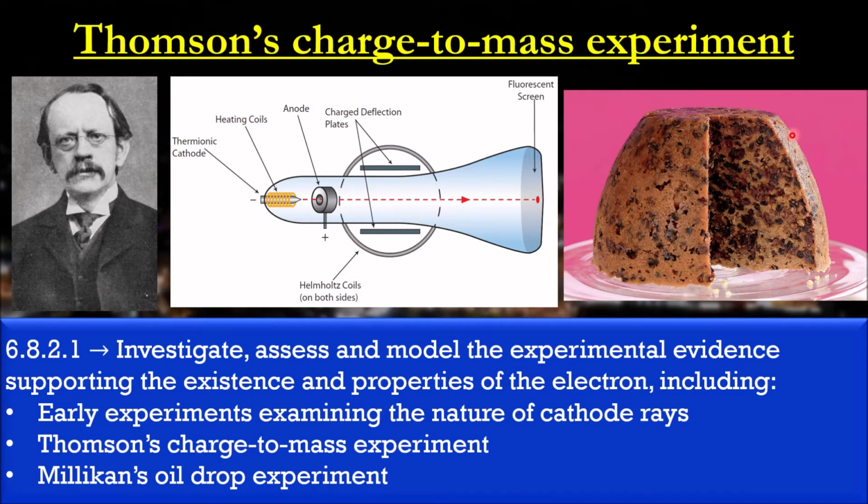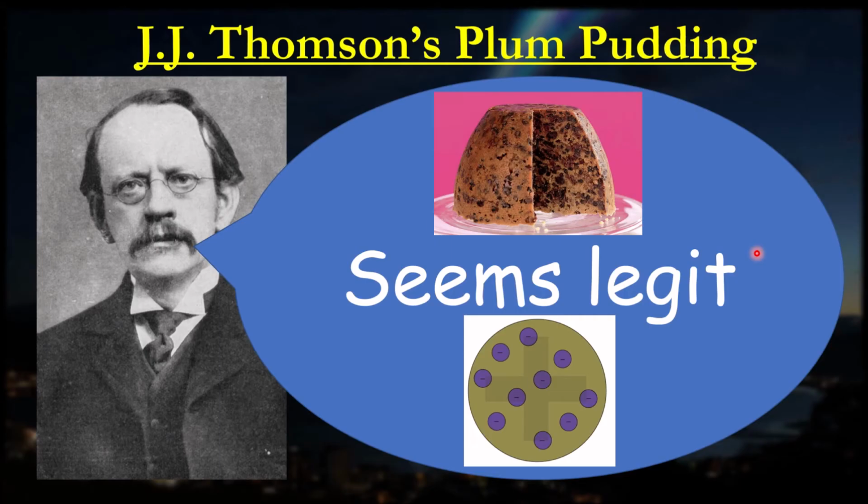Now, you might remember him. He's the guy who came up with the idea of the plum pudding model of the atom. So you can see these little raisins here. That's all the different negative charges. And then all of these other bits here, that's the positive cloud, if you like, is how he explained it. So let's look at how he sees this. The plum pudding model.